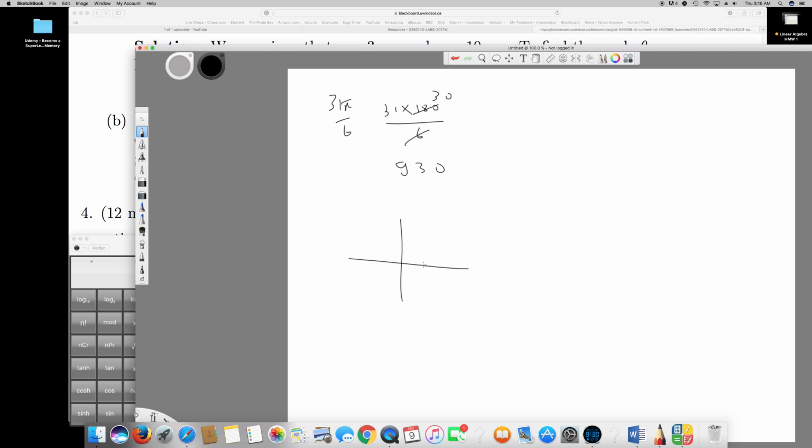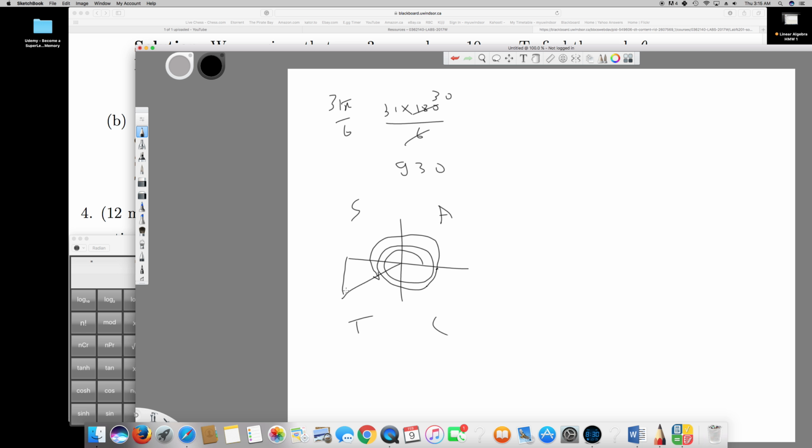If I draw the graph, 360, 720, and then 720 plus how many is 930? 720 plus 180 is 900, right here, and then 900 plus 30. So it is exactly in the third quadrant. We have to remember All Silver Teacups, All Students Take Calculus: A, S, T, C. In this case, tan is positive in the third quadrant, so we have to remember that.